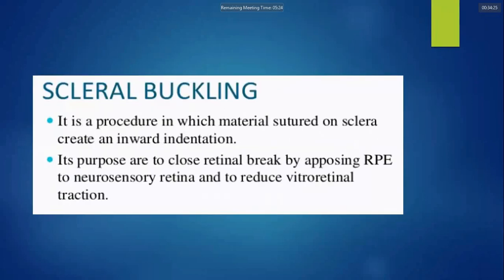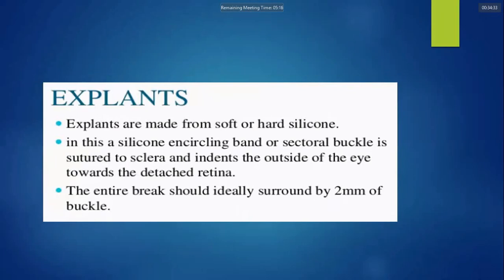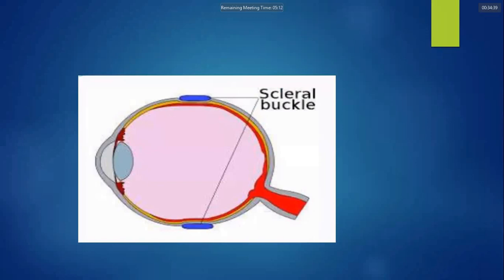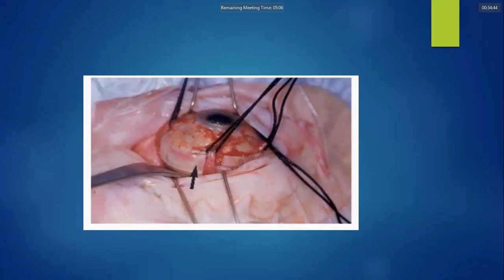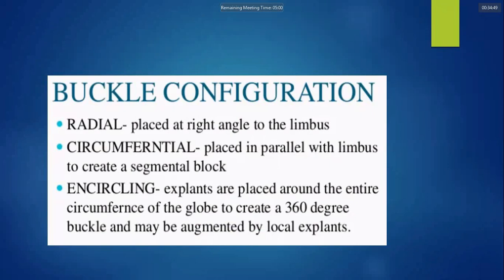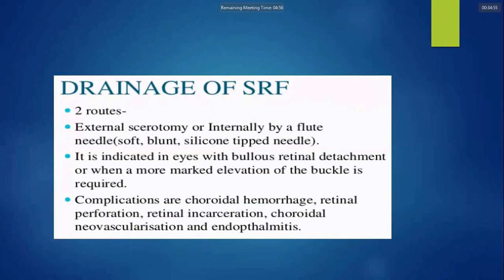And another modality of treatment is scleral buckling. So we use some material to indent and to close the retinal breaks, and we use some explants also, of silicone, this type. These are the scleral buckles and these are the explants. So we will suture like this. And other types of buckle configurations are radial, circumferential, and encircling, that is 360 degrees. And another important step is the drainage of the subretinal fluid for proper adhesions.